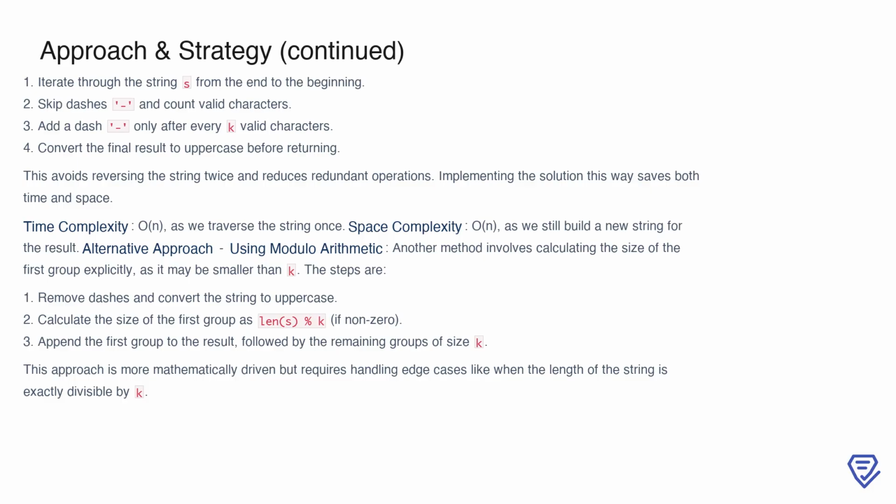Another method we considered is the modulo arithmetic approach, which involves calculating the size of the first group explicitly. This is useful because the first group may be smaller than k. By removing the dashes up front and converting the string to uppercase, we can calculate the size of the first group as len(s) % k. After appending the first group, we handle the remaining groups of size k. While effective, this method introduces additional complexity due to the mathematical calculations and edge case handling required, such as when the string length is evenly divisible by k.